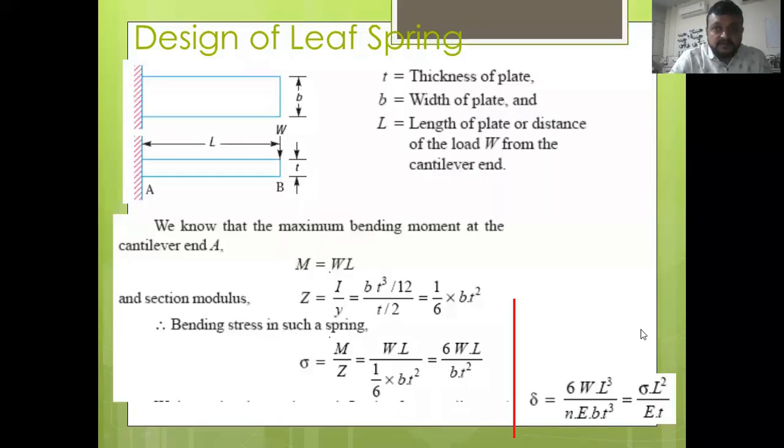So friends, today we'll discuss the design of leaf spring. Now in part 1 and 2 we have discussed the design of helical spring and we already calculated some problems on that. Now leaf spring is one of the innovative springs and it is mostly used in automobile vehicles. Specifically, आपने देखा होगा ट्रक या बड़े जो vehicles होते हैं उसमें हमने leaf spring को देखा है.